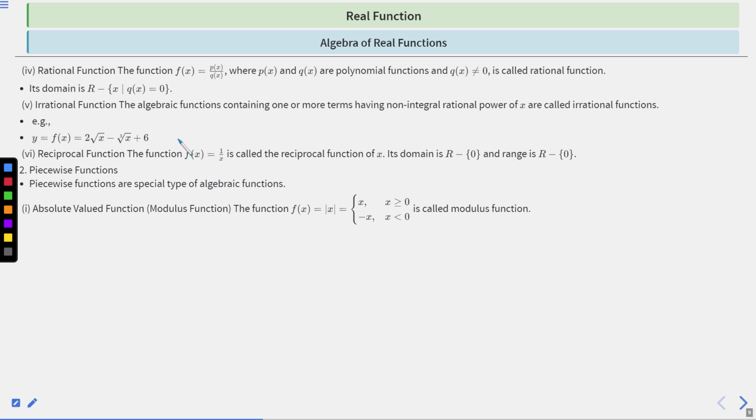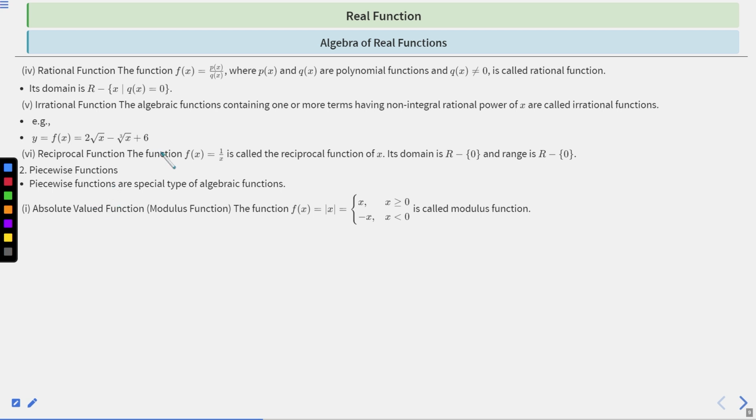Because it has terms having non-integral rational power of x, right? Next is the reciprocal function. The function f(x) equal to 1 by x is called the reciprocal function of x if its domain is all real values except 0, right? x should not be 0, and the range is all real values except 0, right? Because if x is not equal to 0, then f(x) will not be equal to 0, right?